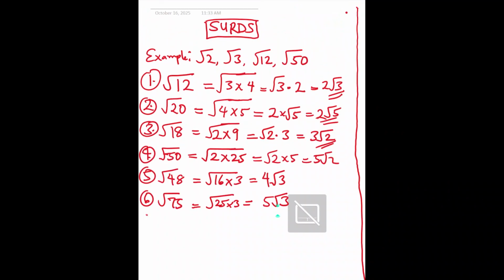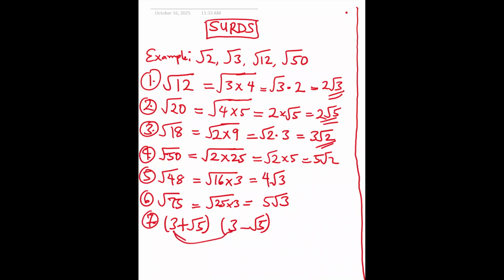So let's do number 7. That will be 3 plus root 5 multiplied by 3 minus root 5. So we're going to expand and open the brackets. 3 will multiply 3, 3 will multiply minus root 5.